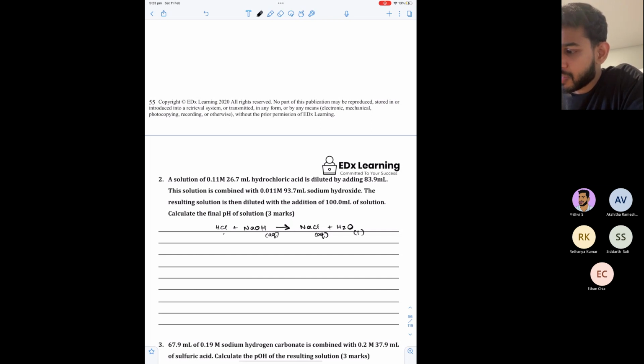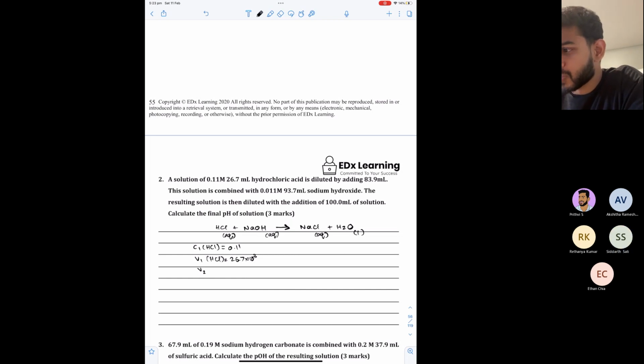So let's start writing our data. Sid, what are you going to write as your data? So I did C1 V1 equals C2 V2. But before you do your formula, it's good to label it. So C1 of HCl, so this is a pre-dilution concentration of HCl. What does that equal to? 0.11. And V1? 0.0267 liters. Good. And then what other data do we have? We have V2, which is 83.9 plus 26.7.